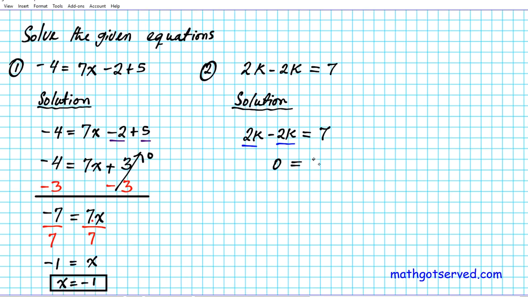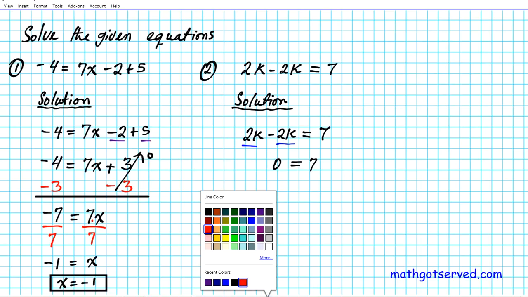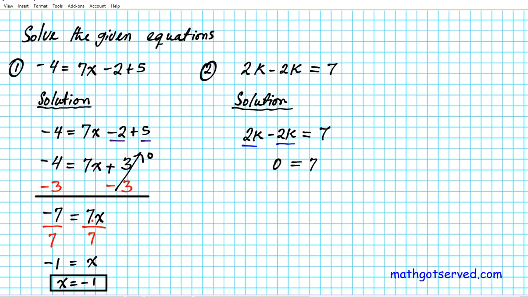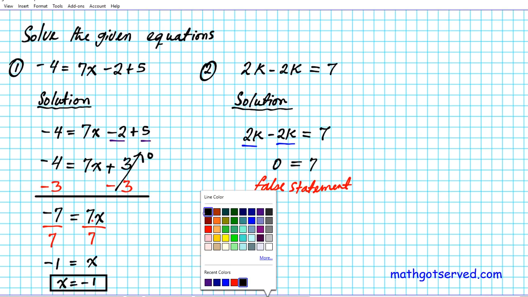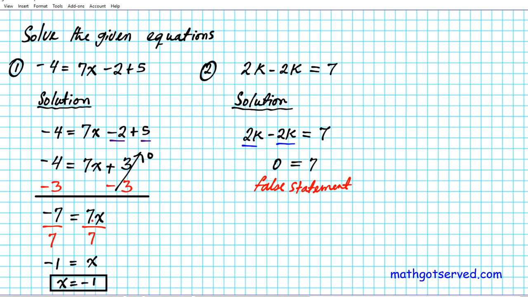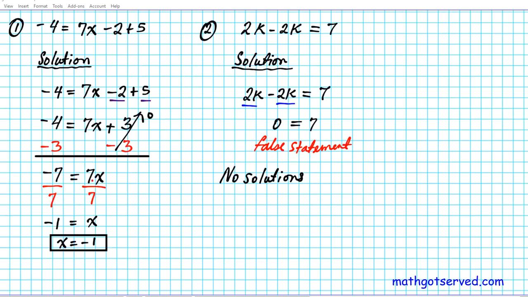0 equals 7. Is 0 ever equal to 7? The answer is no. This, ladies and gentlemen, is a false statement. Now, when you have a false statement, what is your solution? Is it one solution, infinitely many, or no solutions? If you have a false statement, the answer is no solutions. Alrighty, so keep that in mind whenever you're solving multi-step equations.